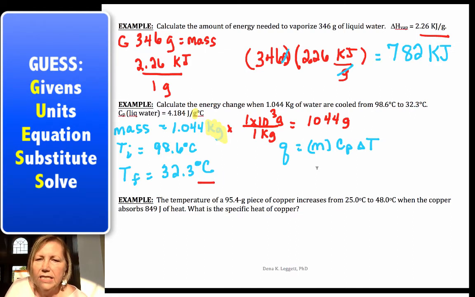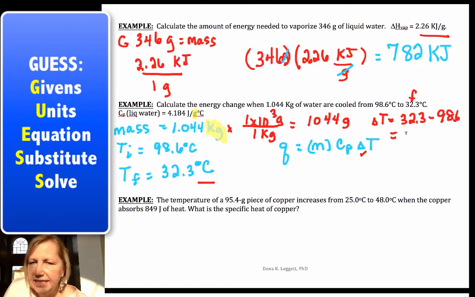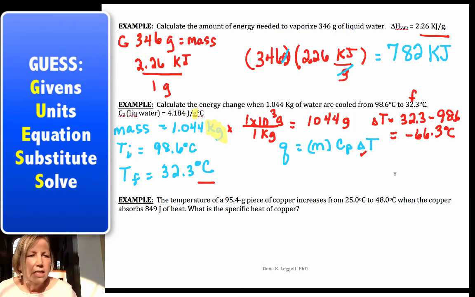Celsius is fine as long as it's a delta. So my delta T is always final minus initial: 32.3 minus 98.6, and my delta T is minus 66.3 degrees Celsius. Notice that with this formula, if you always do your final minus initial properly, your sign of Q is going to emerge from the mathematics.